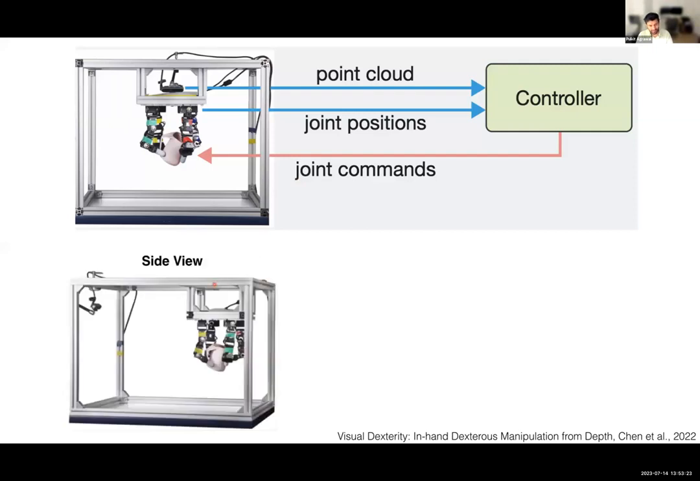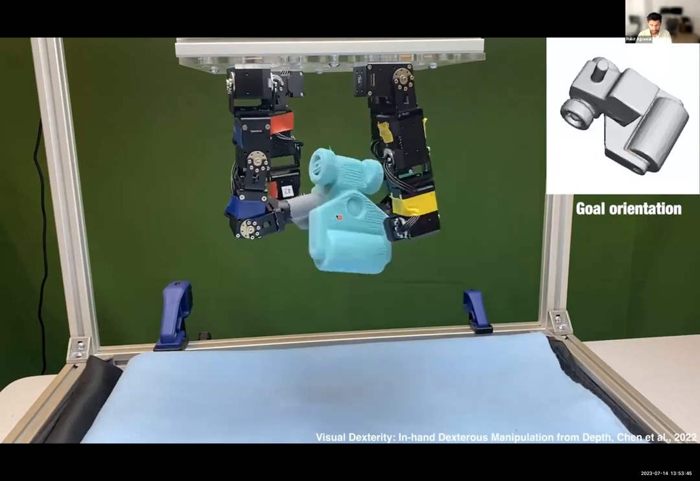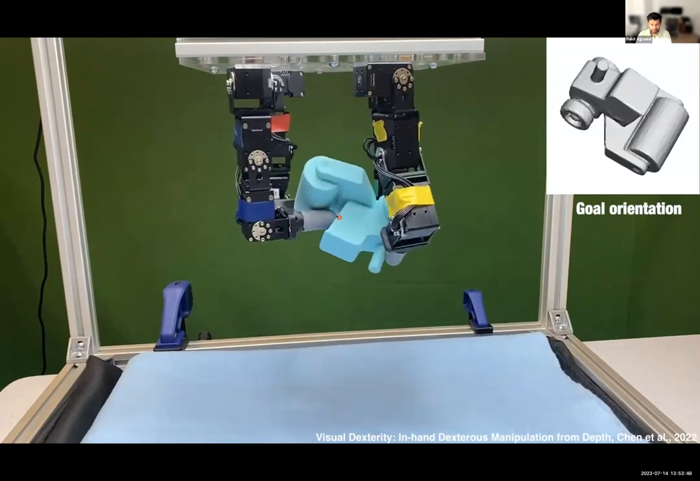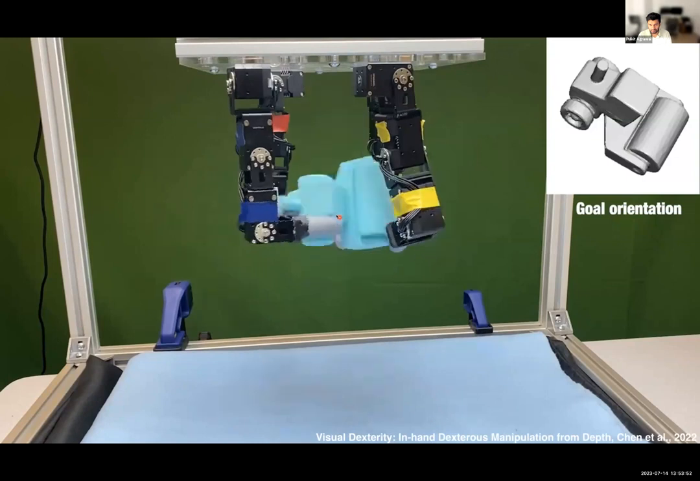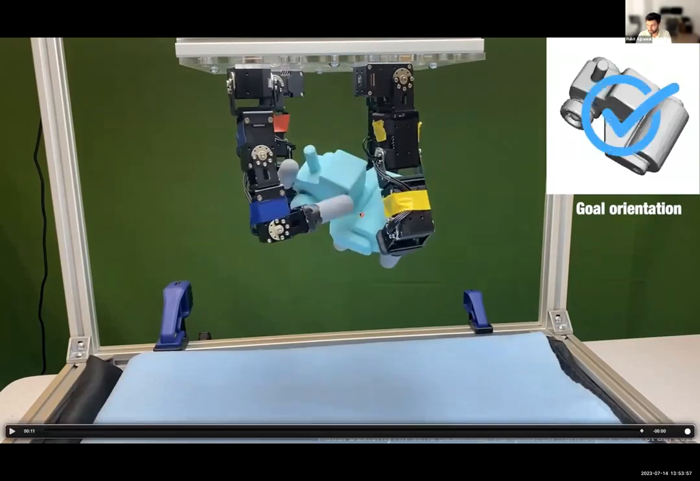Here is the same setup from a side view. And what we're going to be doing is only evaluating on novel object shapes that the system was never trained on. So here is the first result. On the top right, we are seeing the goal orientation in which we want the object to go. And this is the current state of the robot. So here it is able to reorient this object close to the goal.